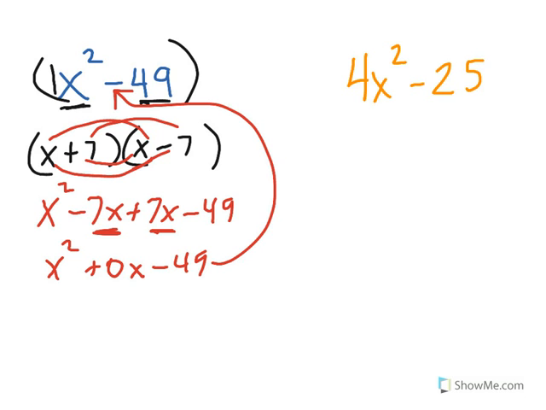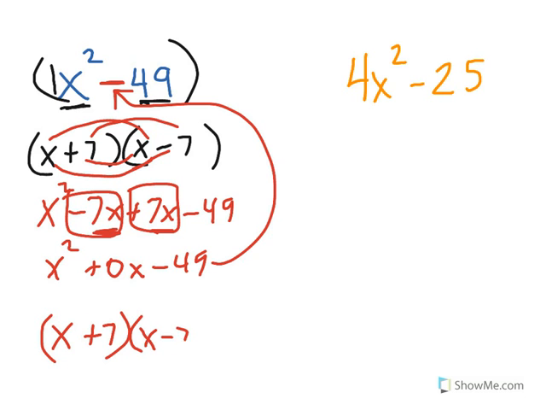So when you see two perfect squares, and the key is they have to be subtracted. If that's addition, and this were a positive times a positive, there's no way I'd ever get my middle terms to cancel out and leave me with 0. So it only works when there's subtraction. But if I have two perfect squares subtracted, it's always going to work out the same. X plus 7, x minus 7. I take the square root of each term.